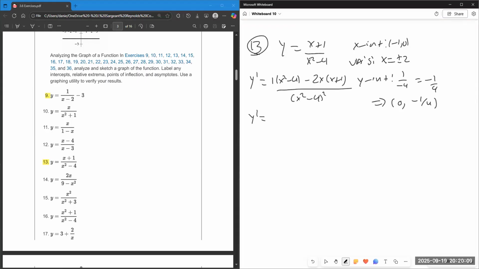So y prime is x squared minus 4 minus 2x squared minus 2x over x squared minus 4 squared, which is negative x squared minus 2x minus 4 over x squared minus 4 quantity squared.